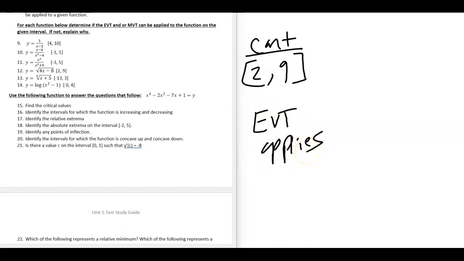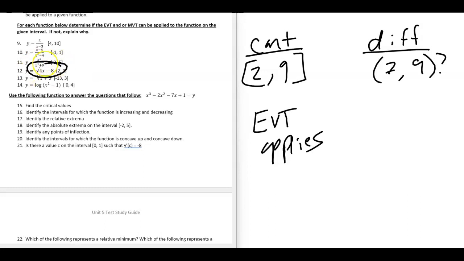Okay, now the derivative, though, is a little bit of a different question. Is it differentiable on the open interval? That's our question now. Well, let's see. Well, to do that, this is different. We actually do need to find the derivative. How do you find the derivative of a square root function? Well, the way that you find the derivative of a square root function is you might want to change it into a half power like so.